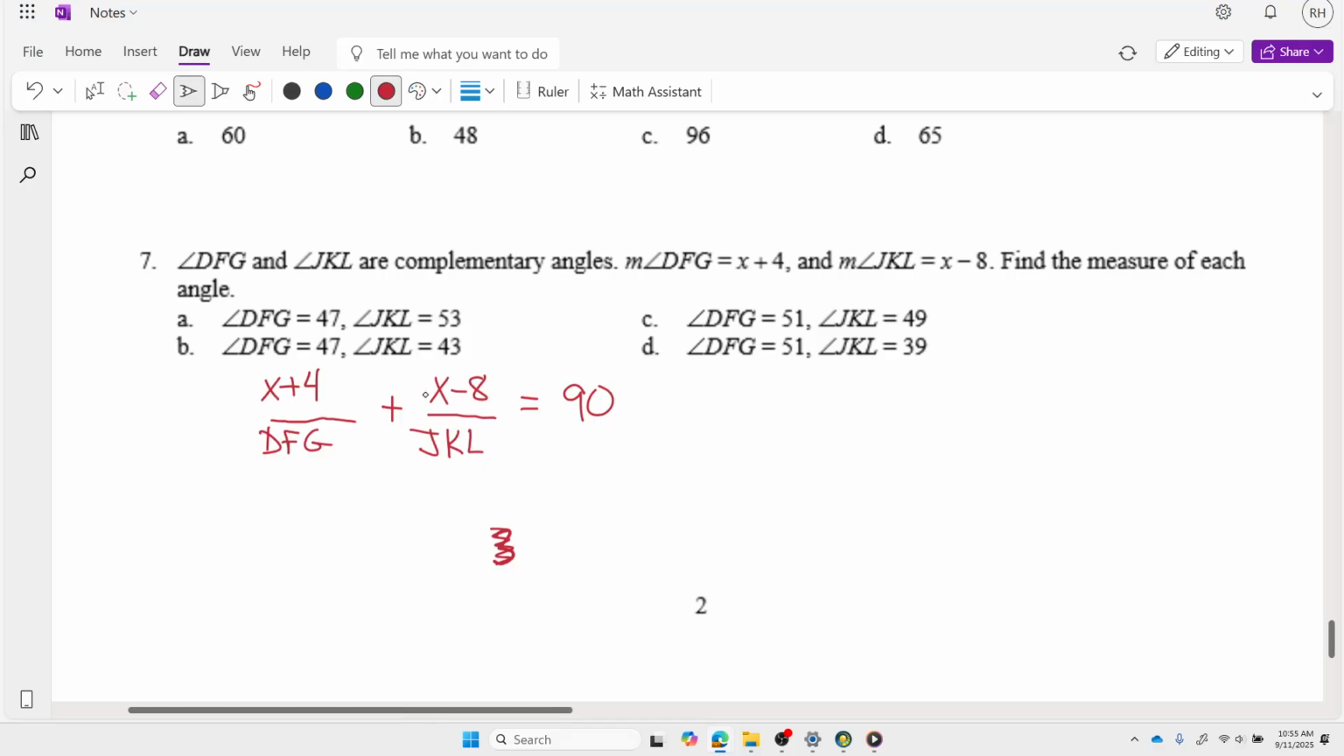So we can combine like terms. So we get an x plus an x, which is 2x. Positive 4 plus negative 8 is negative 4. And that's equal to 90. Add 4 to each side. So 2x is equal to 94. Divide each side by 2. And x equals 47.